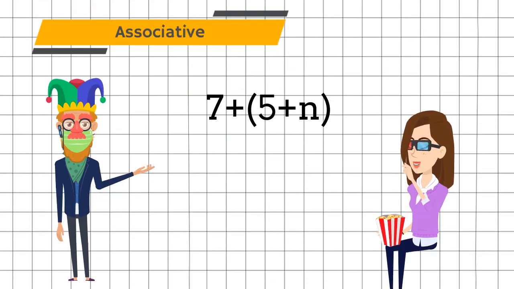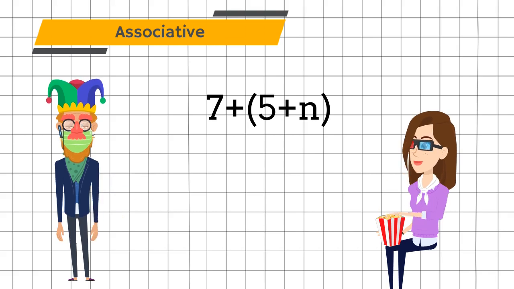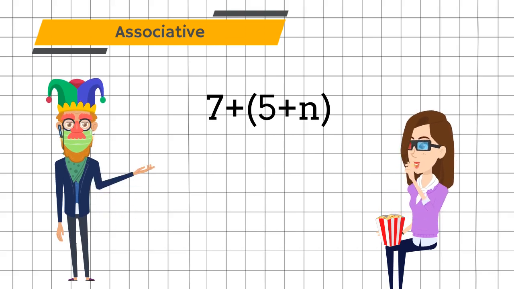Associative property allows us to move the parentheses so we can simplify the expression or the equation. This property can only be used in addition, multiplication, and sometimes we can use it in subtraction, but only if all the terms are subtracting from each other.